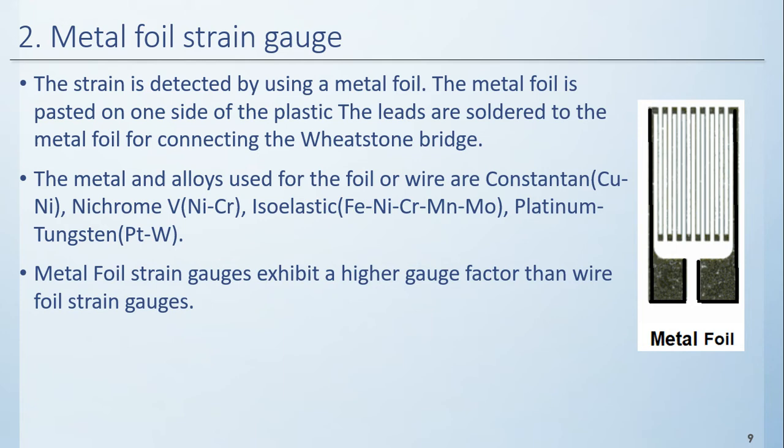Now, in your metal foil strain gauges, instead of a wire, you have a metal foil. This metal foil will be placed over your base plate. The materials for metal foils are described here. One of the properties is that they exhibit a higher gauge factor than your wire strain gauge. A gauge factor is a property which describes the quality of your strain gauge. We will study it on a later slide.